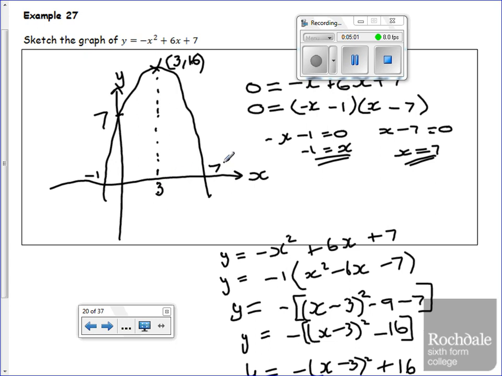Distance between 3 and 7 is 4 here. The distance between 3 and -1 is 4. So the graph is symmetrical. We've labelled all the points where the graph crosses the axes and also the turning point of the graph.